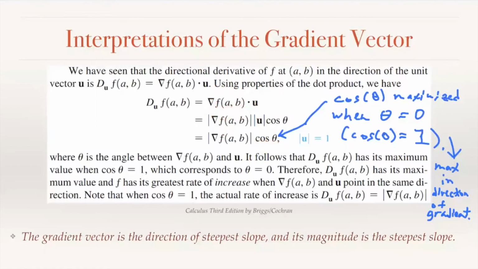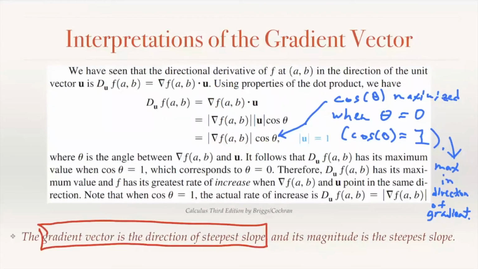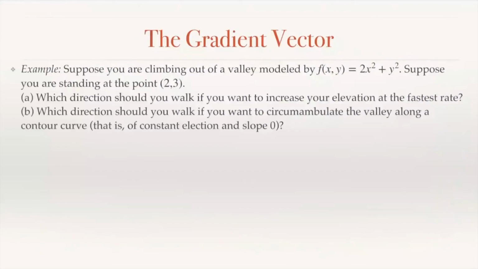And what that means is that the gradient vector is the direction of the steepest slope, and its magnitude is the steepest slope. And this is a very important thing for intrinsically what the gradient is and why we care about it. The gradient is in the direction of the steepest slope. So let's do an example just to illustrate what we're talking about here. Suppose that you're climbing out of a valley modeled by this paraboloid, and suppose that you're standing at the point 2, 3. So here's the picture.